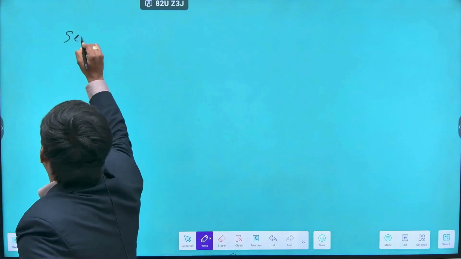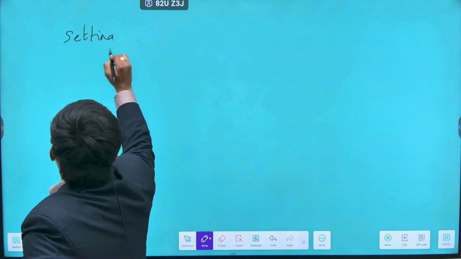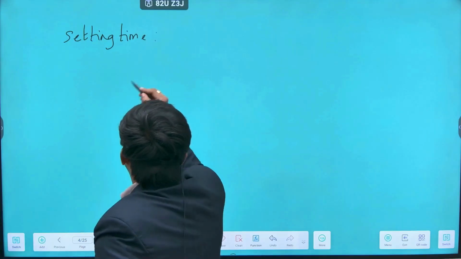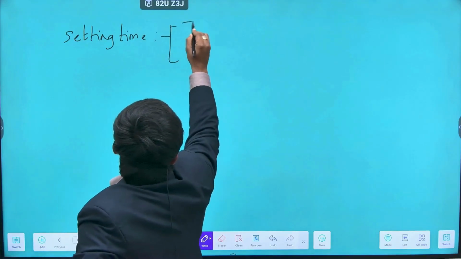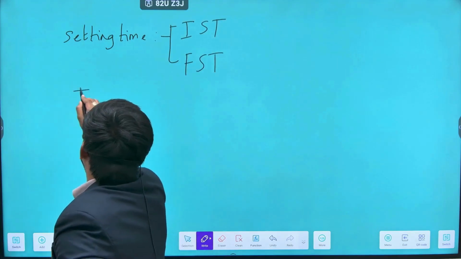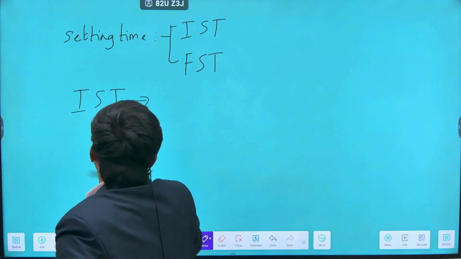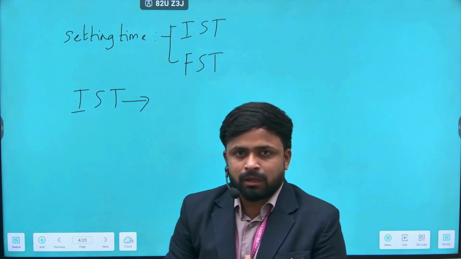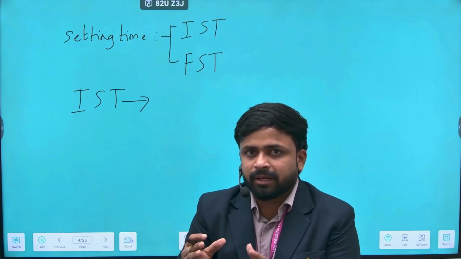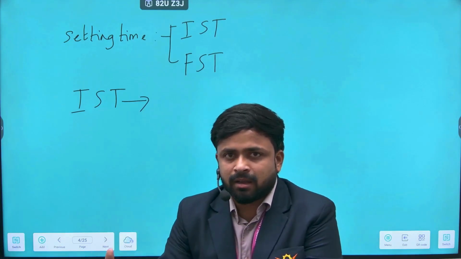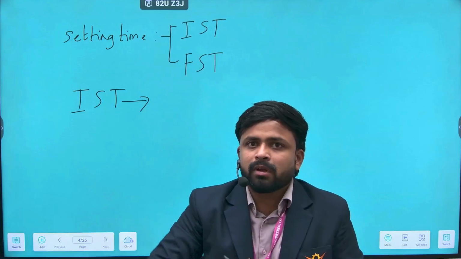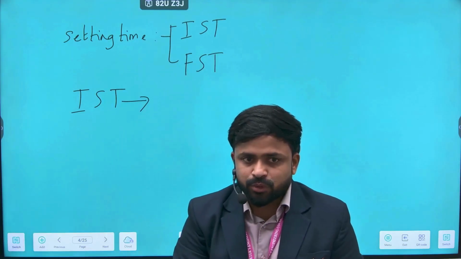So what is setting time? Setting time can be divided into two types: initial setting time and final setting time. In the word itself, we can understand that concrete is going to set. It means it is going to become hard. It is converting its state from the plastic state to rigid state. So it is going to harden.